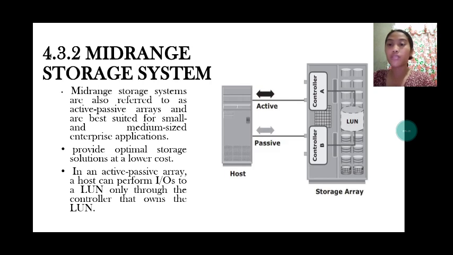Mid-range storage system, also referred to as active-passive arrays. So if the high-end is active-active, the mid-range is the active-passive array. Mid-range storage system is suitable for small and medium enterprise applications. It provides optimal storage solutions at lower cost. In an active-passive array, a host can perform IOs to a LUN through the controller that owns the LUN. So, given here is the figure of the mid-range storage system.